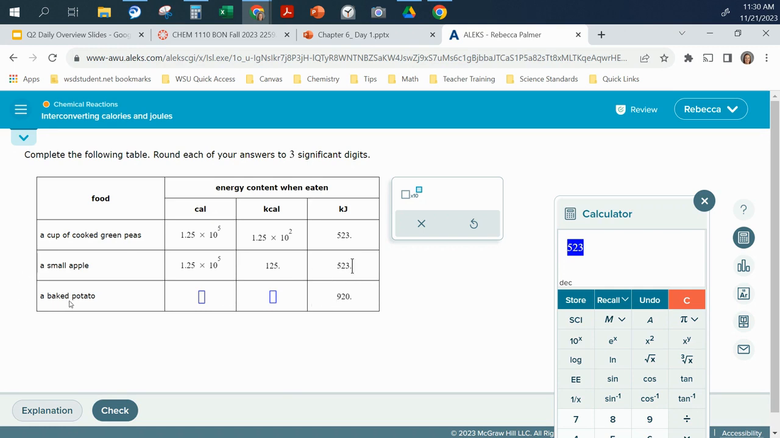Okay, this one is a baked potato. It is 920 kilojoules. So now we need to go the other way. So we're going to start with 920 kilojoules. Okay, so I think it's easier to go one box and then the next box. So we're going to go to kilocalories. So what does the unit conversion need to look like here?